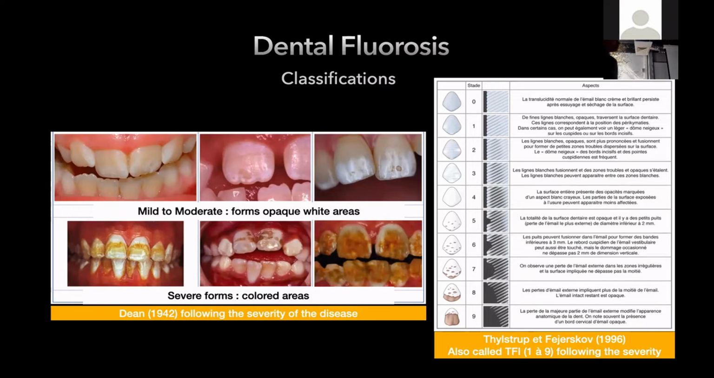The second enamel pathology that we are going to talk about is called dental fluorosis. It's completely different in one manner compared to MIH, because dental fluorosis is well known to be caused by an excess of fluoride during the mineralization of the teeth.